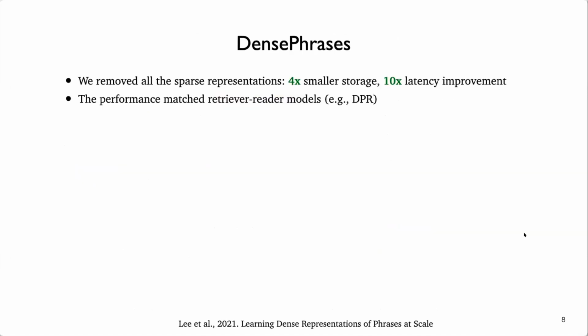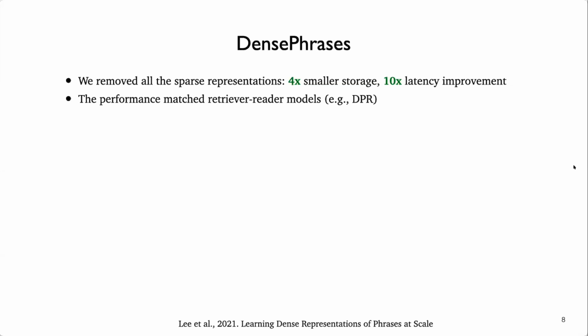Next, I'm going to show you what we actually did in this project. We call this project DensePhrases. The first thing we did in DensePhrases is that we completely removed all the sparse representations. By removing the sparse representations, we were able to reduce the storage by 4 times. The system is also much faster than the previous system, achieving about 10 times latency improvement.